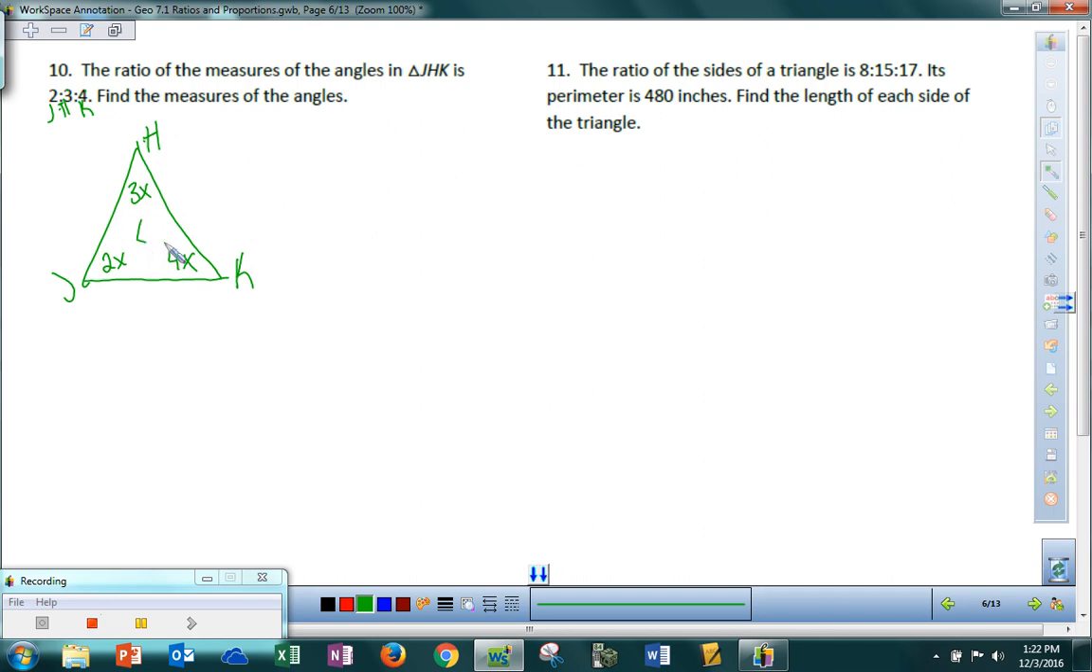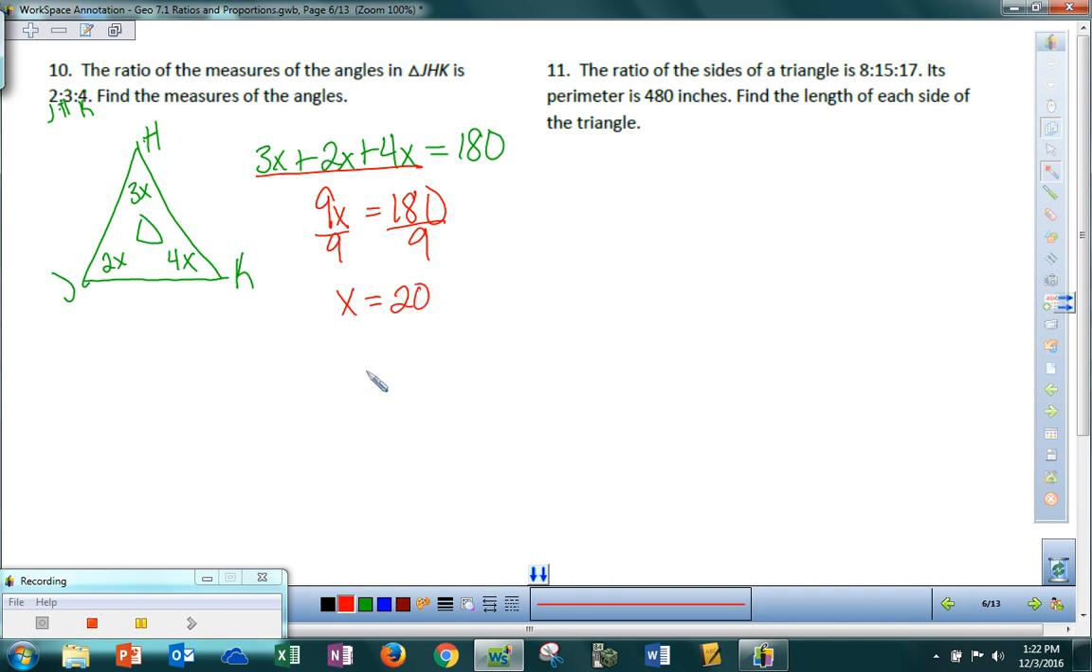We'll set up an equation, 3x plus 2x plus 4x, whatever order you want. We know that has to add up to 180. Right? If we combine our like terms here, we've got 4, 5, 6, 7, 8, 9x equals 180. Go ahead, divide by 9 on both sides, and x equals 20.